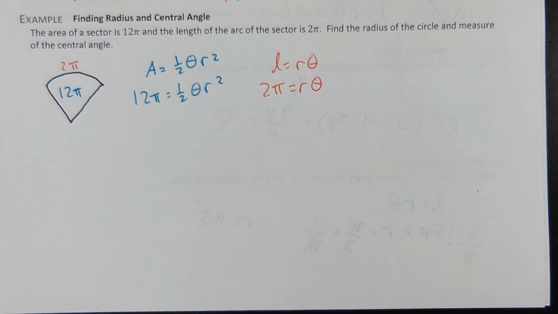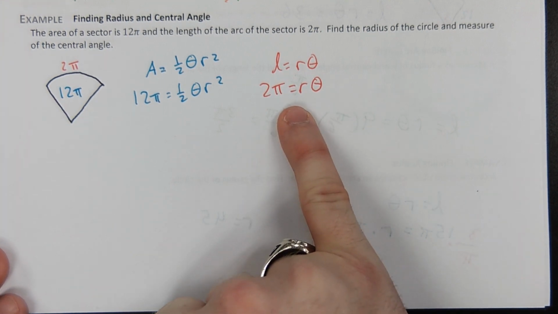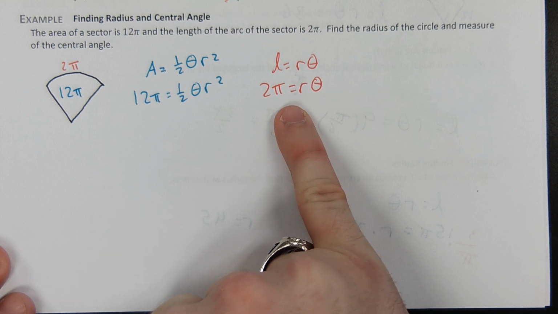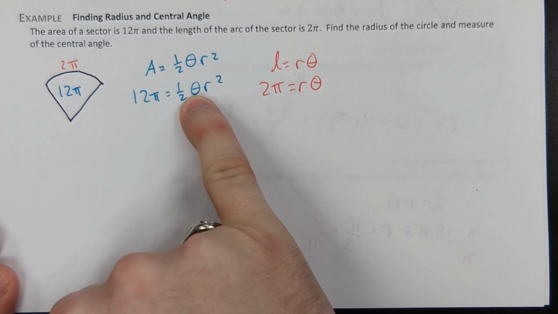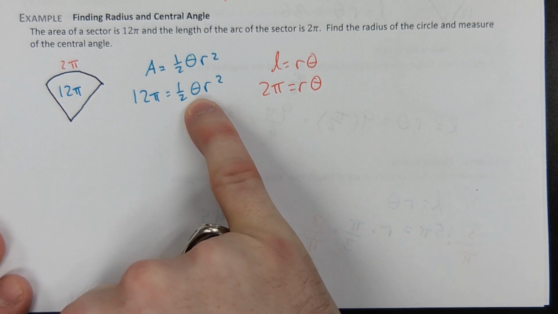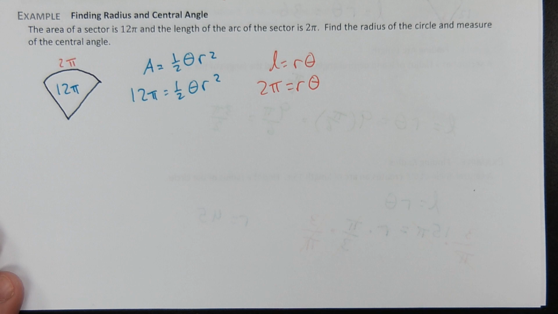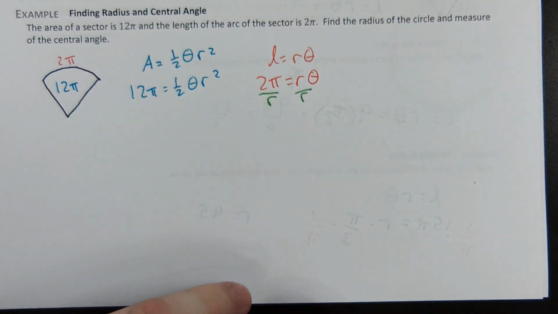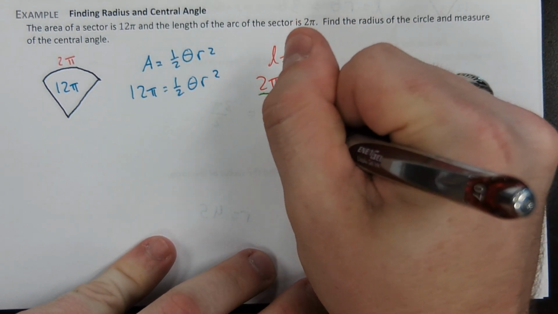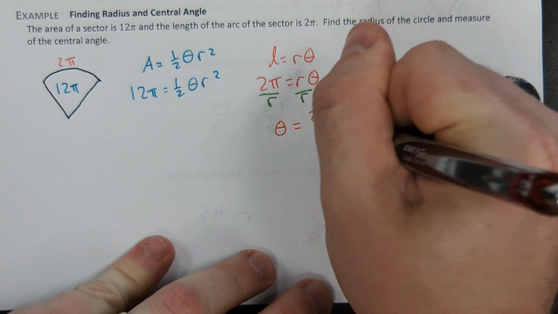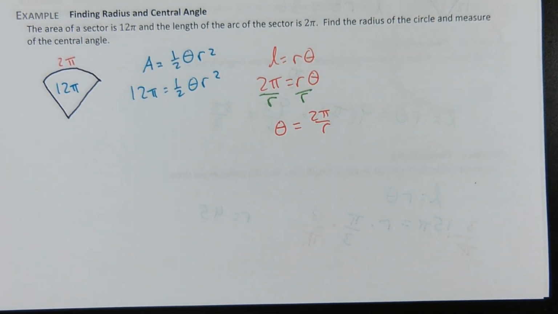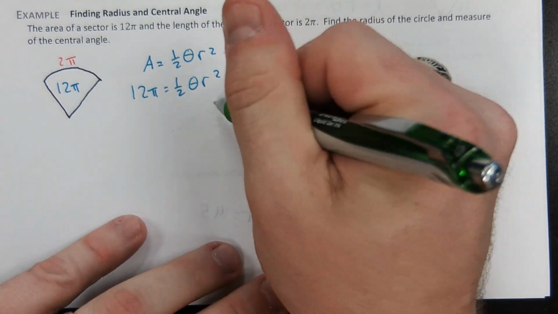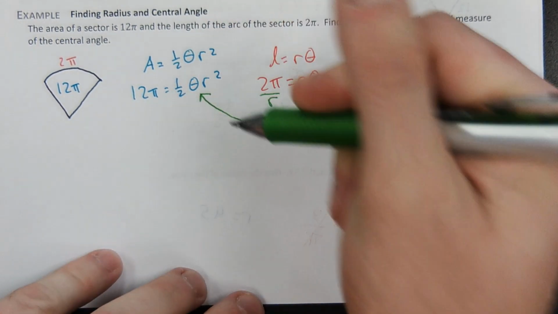There's several ways of doing it. The easiest way that I see is getting theta alone right here, and then getting whatever theta equals, whatever the expression is, and putting it right there. That's how I would do it. So for this one, let's get theta alone. Divide both sides by r. We now know an expression for theta is 2 pi over r. We could take that expression for theta and we could put it right there.